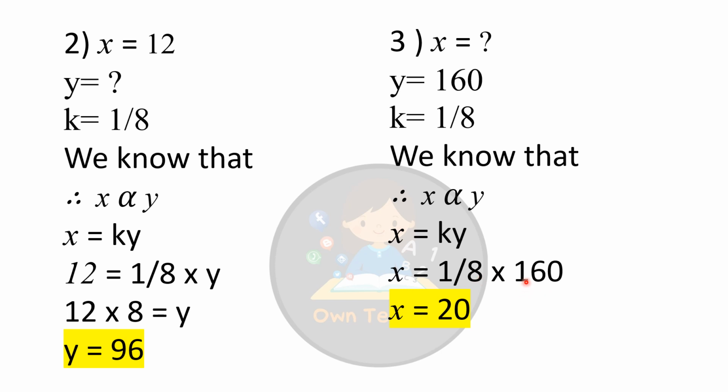8 2s are 16 and this is 0. So x is equal to 20.